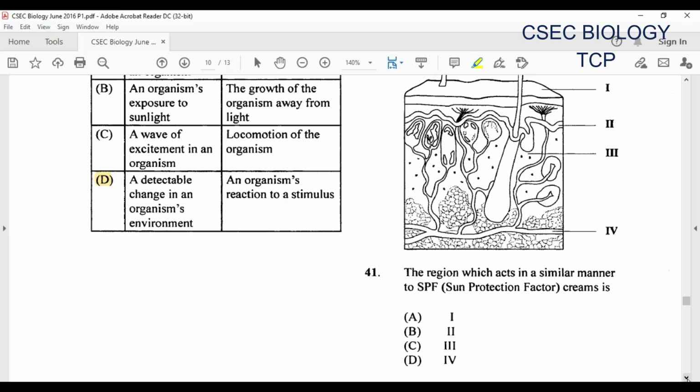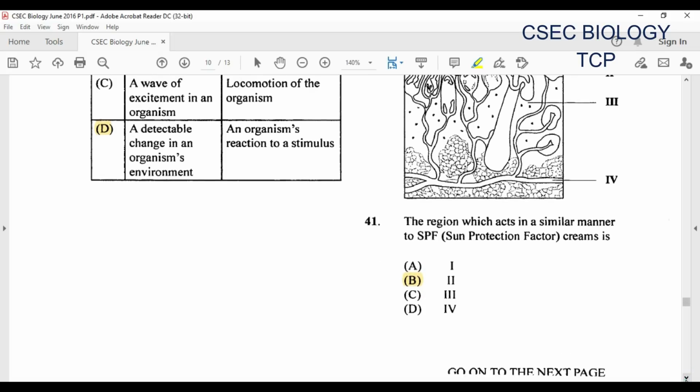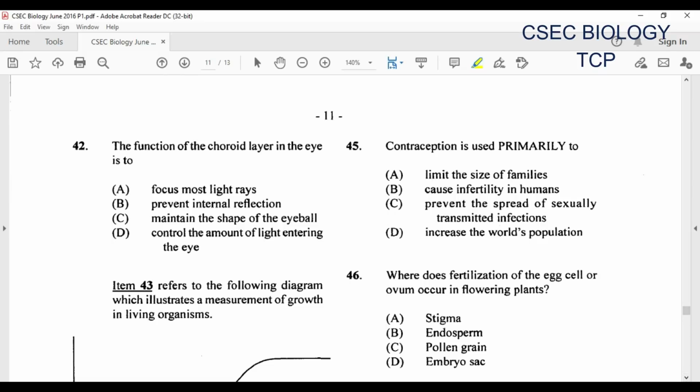That sun protection factor cream, that part which would have been protecting the skin, and of course the area there for pigmentation, we would be looking at 2, which is of course going to be B for this particular question. We move to item 42.